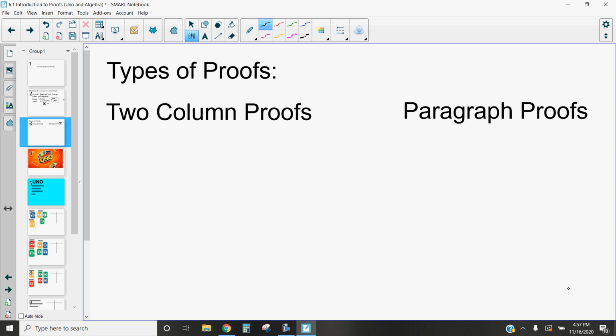The two most common ways that you will see a proof written is either as a two-column proof or a paragraph proof. Now, there are also other types of proofs like flowchart proofs, but those aren't something that we see very common, so we're not going to address them in this video.